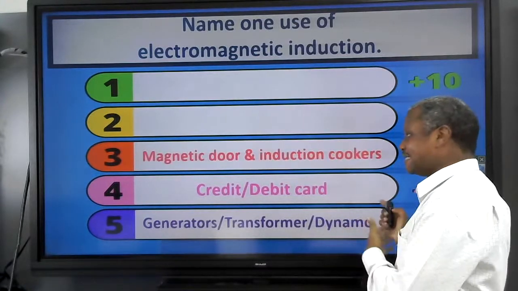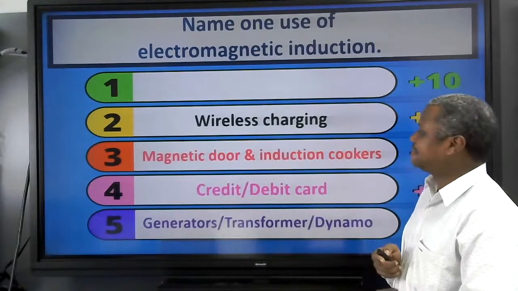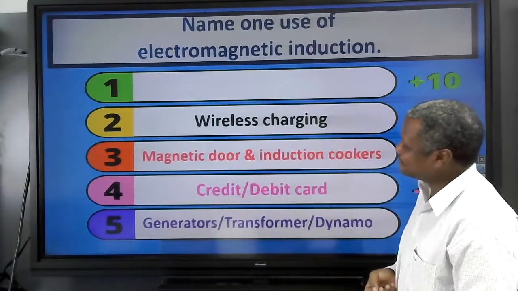Magnetic door and induction cooker. I saw someone say electric stove. That's correct. Wireless charging. That's also perfect.